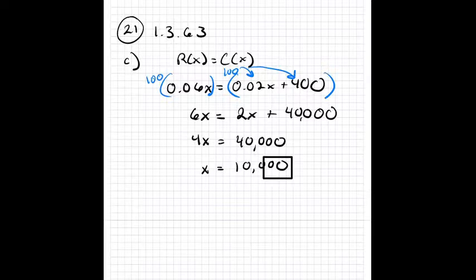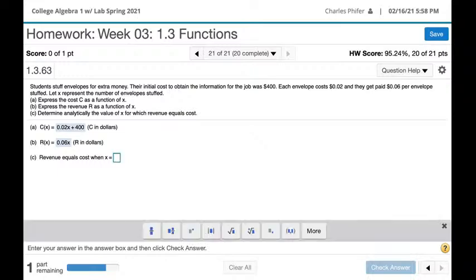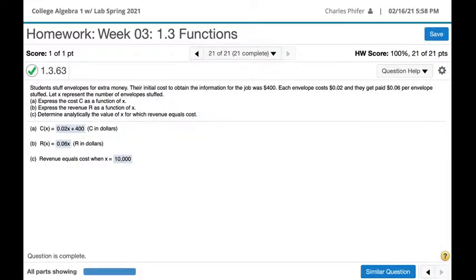Okay, so let's go back and answer the question being asked. The revenue equals the cost when we stuff 10,000 envelopes. That means we don't turn a profit until we produce more than 10,000. When we stuff more than 10,000 envelopes, that's when we start to turn a profit. But anything below 10,000, you're in the red there, okay?